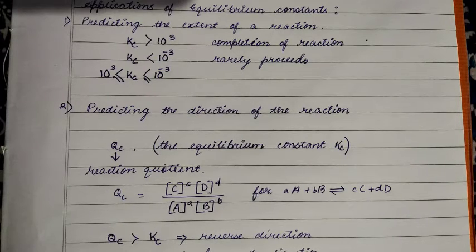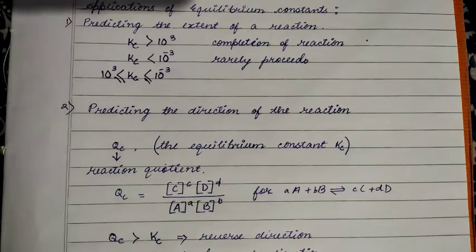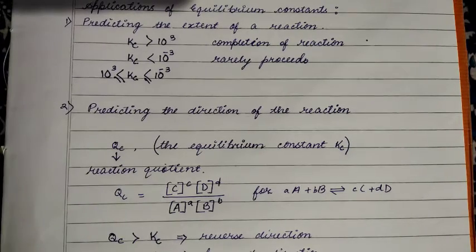Or it may be that both occur, meaning at equilibrium. Clear? So whenever a reaction is occurring in the forward direction, the reaction is also occurring in the reverse direction; they go on simultaneously. But at equilibrium, what happens? The rate of the forward reaction becomes equal to the rate of the backward reaction. Clear? So in order to predict the direction of the reaction, we have to introduce one quantity, that is QC, which is known as the reaction quotient.